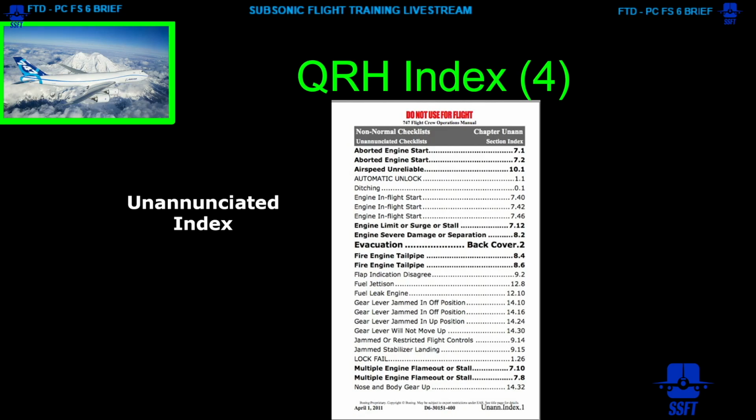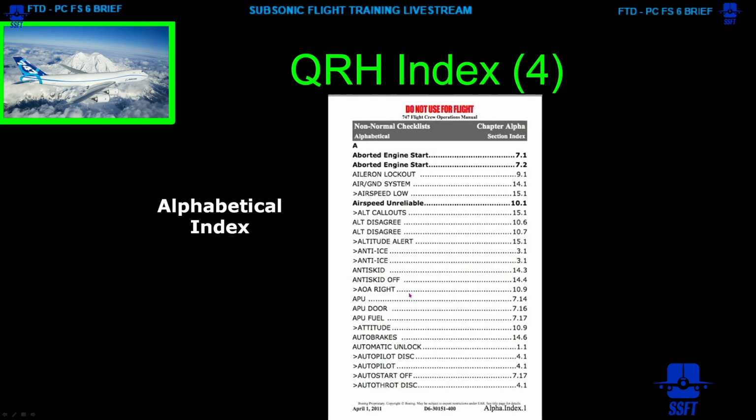There will be eventually a gear disagree, but if the gear won't move up, then that would fall under unenunciated. If we have two engines out, there's no ICAS message that tells us to go to the two engine inoperative landing procedure. It's an unenunciated item. And so on the next page, you would see the two engine inoperative landing procedure in the unenunciated section. So again, these are items that are not covered by an ICAS message, but that you would go to in the event of these particular problems.